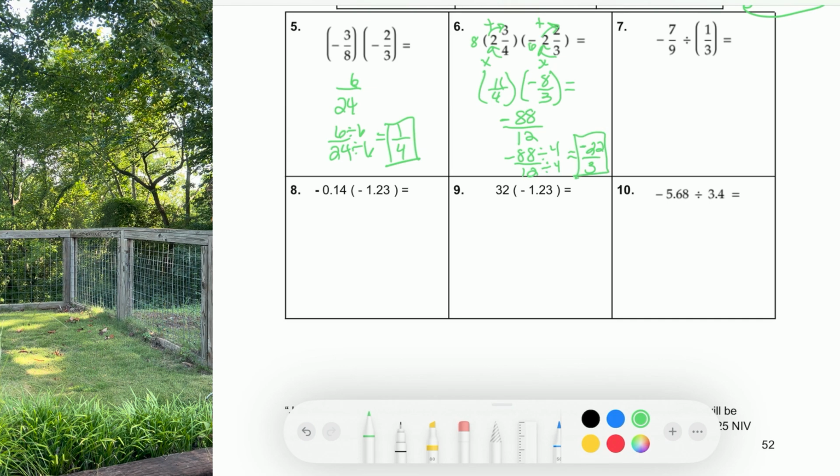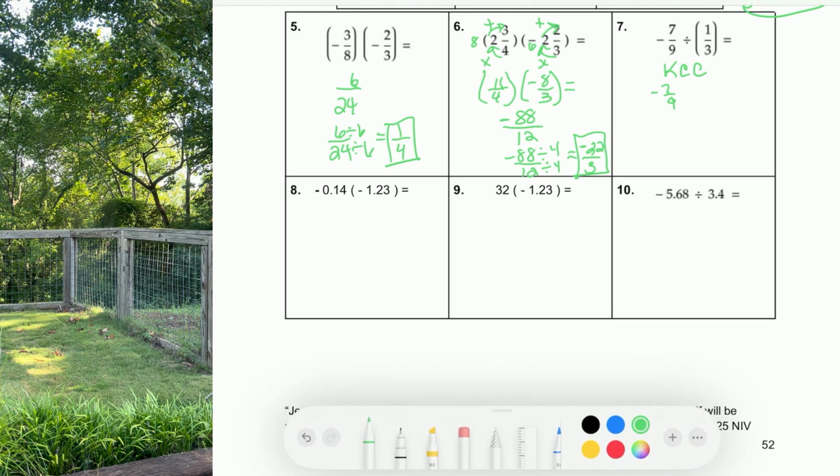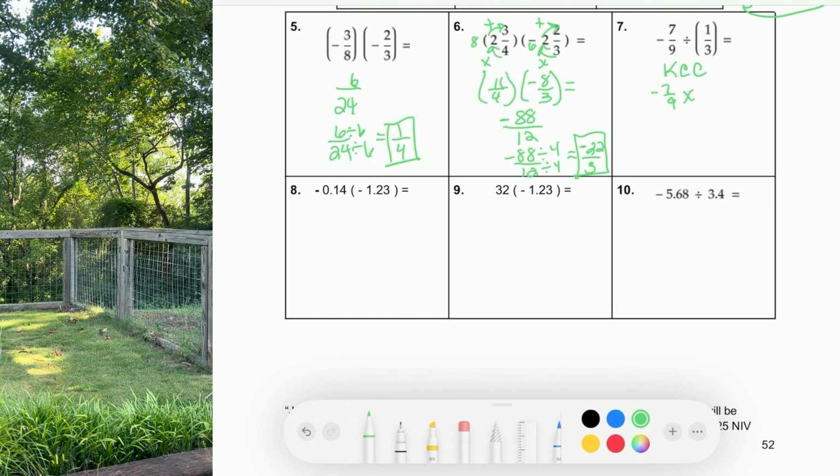Number 7, we have division, so we need to keep it change. So I keep the -7/9, change the division to multiplication, and then I need to change my 1/3 to 3/1. It's reciprocal. And actually, that's not keep it change. It's keep it flip. All right, so -7/9 times 3/1.